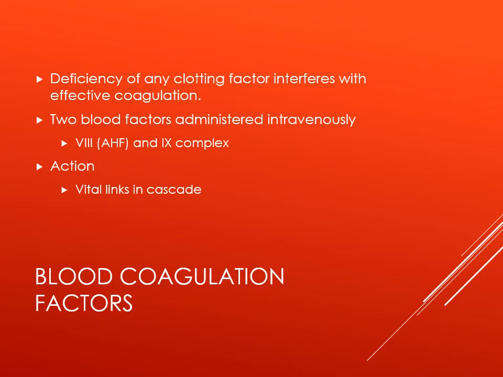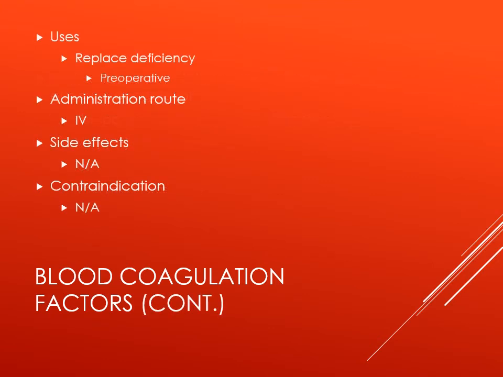So the third and final systemic coagulant are the blood coagulation factors. They're vital to the cascade, and basically any deficiency of these can interfere with the clotting. So a couple that are shown here can be given in the medical setting, factor 8 and 9, and these are just vital links in the cascade, so that's why they would be replenished. Blood coagulation factors are used to replace a deficiency preoperatively, going to be given by IV. Factor 8 is administered to patients with hemophilia A, and factor 9 complex can be given to patients preoperatively with hemophilia B.